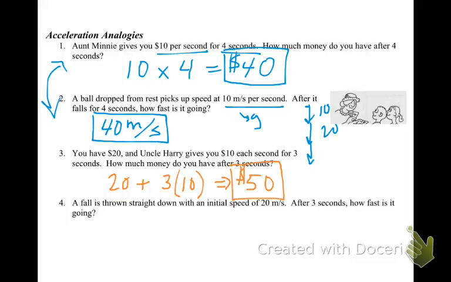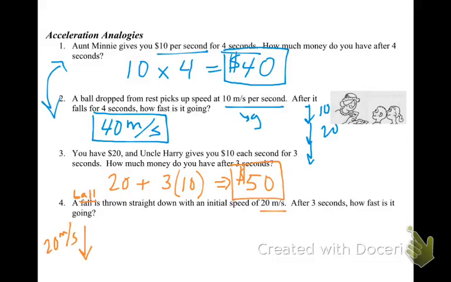Now let's take a look. A ball, not a fall, a ball, let's change that, is thrown straight down with an initial speed of 20 meters per second. So here we go. We've got our initial speed of 20 meters per second. After 3 seconds, how fast is it going?